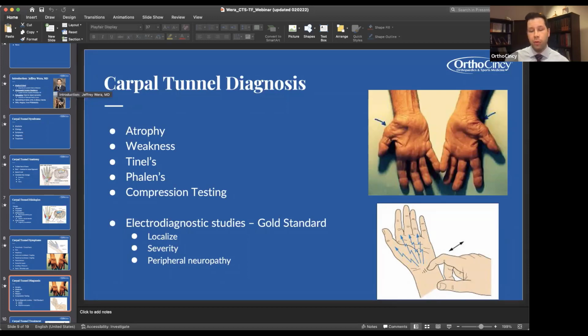And then also peripheral neuropathy. You can have other nerve compressions. It can also tell us if there's radiculopathy or compression of the nerve at the neck. And so a carpal tunnel release or an injection or bracing might not help that. And so that helps guide treatment as well.